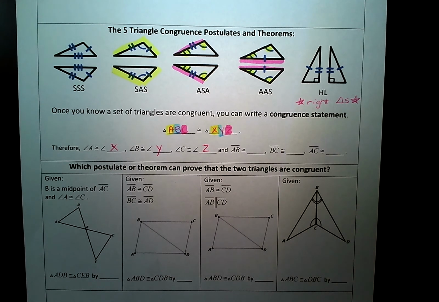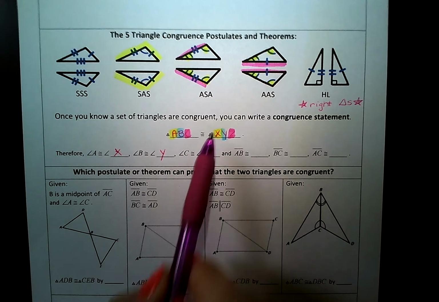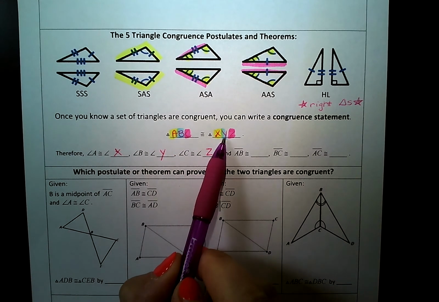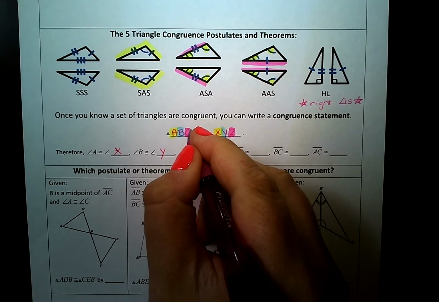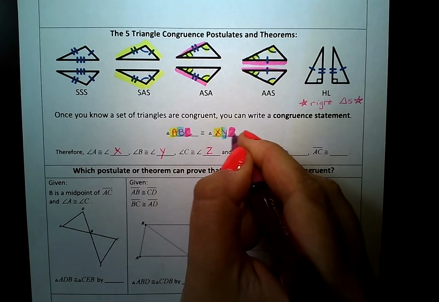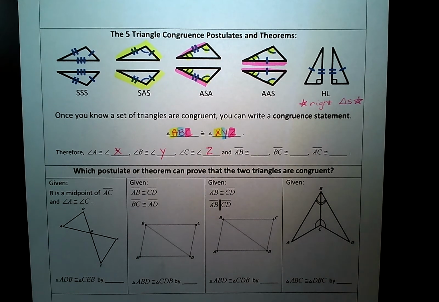Corresponding means in the same position. So A is the first, X is the first. B is the second, Y is the second. C is the third, Z is the third. So those are corresponding angles, and they now are listed out to be congruent.